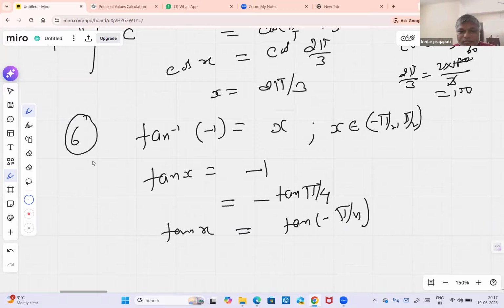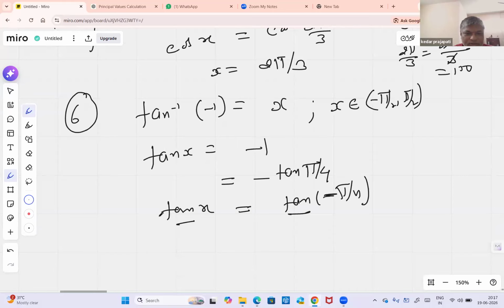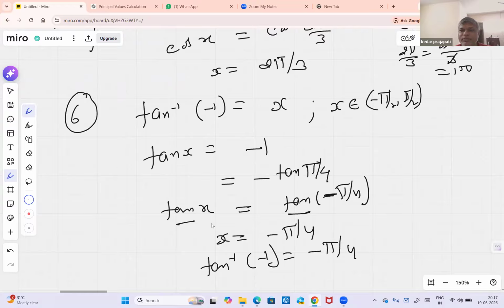Because tan of minus theta is minus tan theta. So now the signs on both the left and right side are the same. This is negative, this is negative. So x equal to minus pi by 4. In the exam, don't write just x, write it fully: tan inverse minus 1 equal to minus pi by 4. Okay.